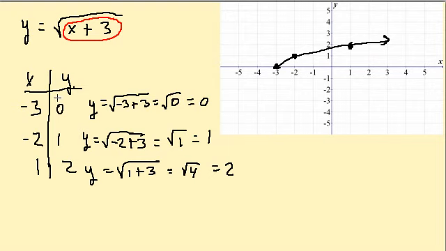Just remember, the main thing is pick the first number, what makes underneath the radical 0, then pick two numbers larger. Alright.